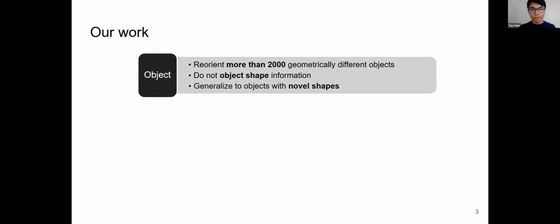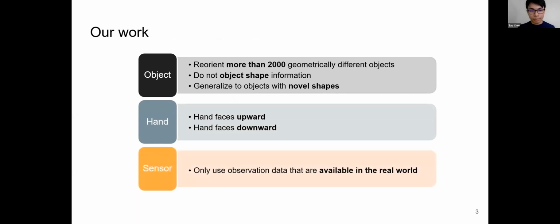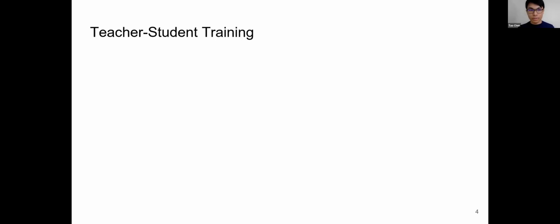So our work demonstrates the capability of reorienting more than 2,000 geometrically different objects without using any object shape information. The learned controller also generalizes to objects with novel shapes. We also demonstrate the ability with the hand facing upward and also downward. Lastly, we also train policies that only use observation data that can be readily available in the real world.